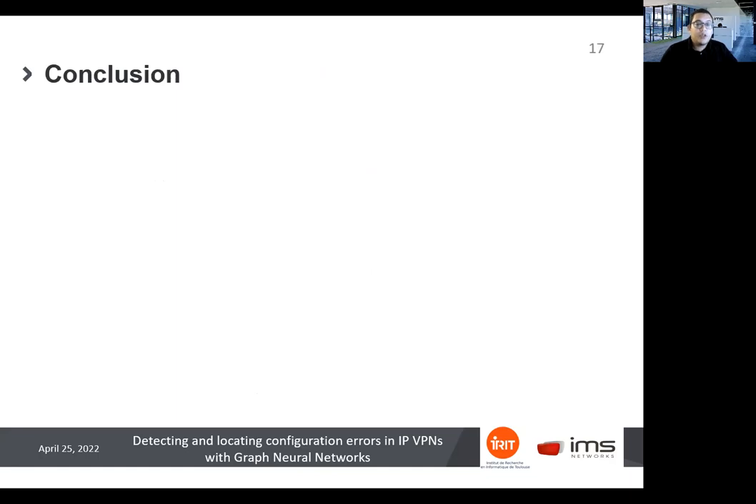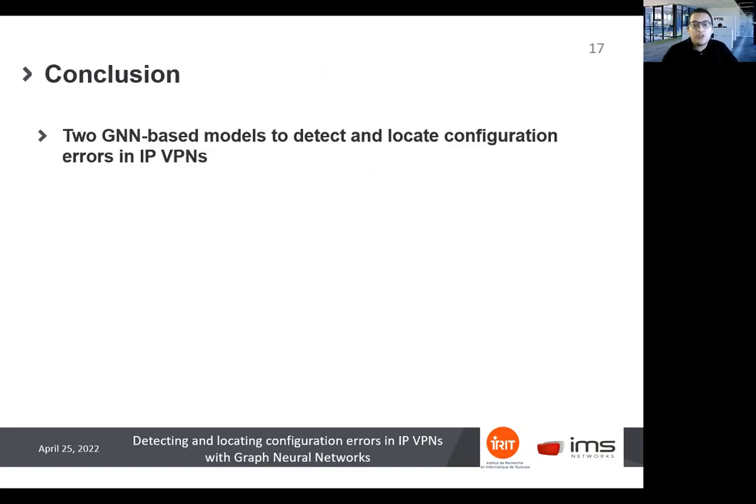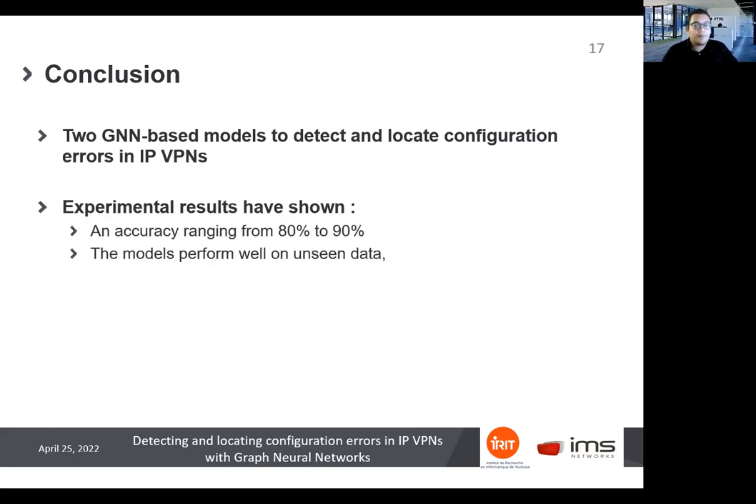To conclude, in our work, we proposed 2 GNN-based models to detect and locate configuration errors in IP VPN networks. Each model targets a specific problem. One targets errors on PE-PE routing configurations, and one targets errors on CE-PE routing configurations. The experiments have shown interesting results.